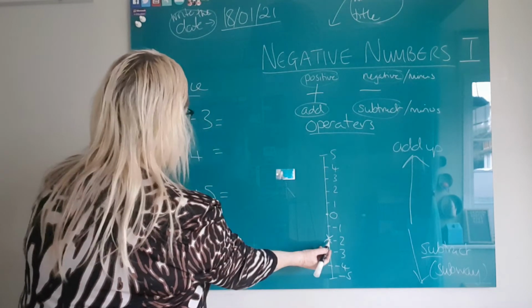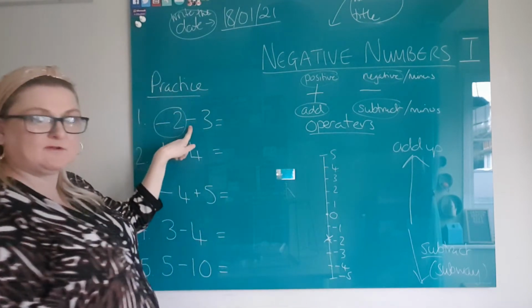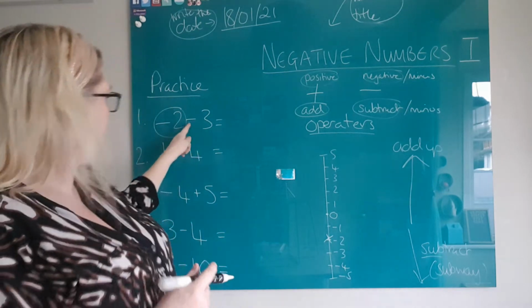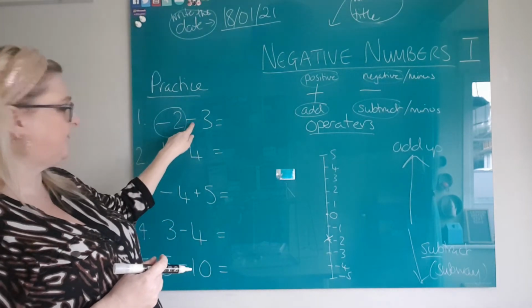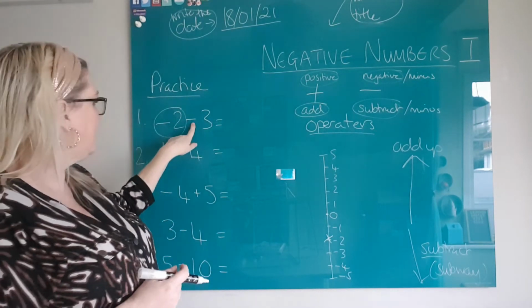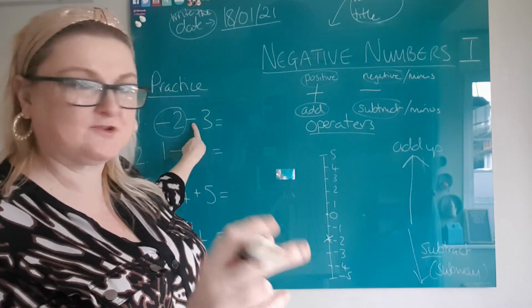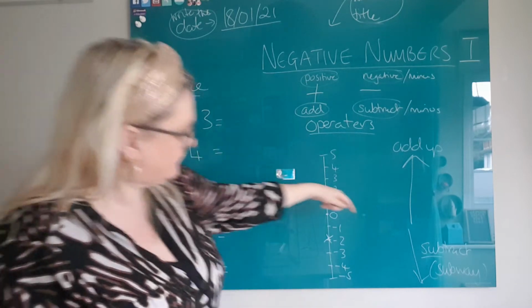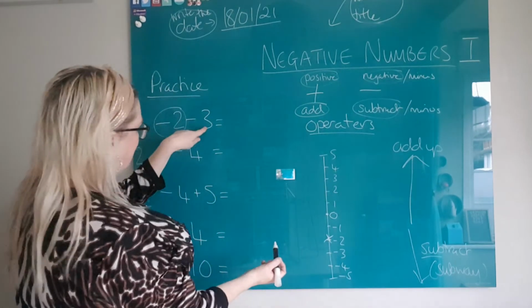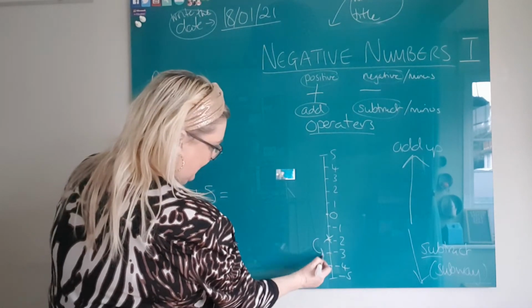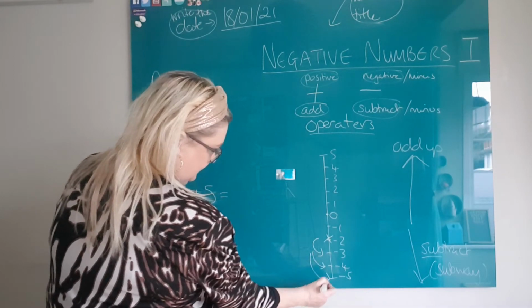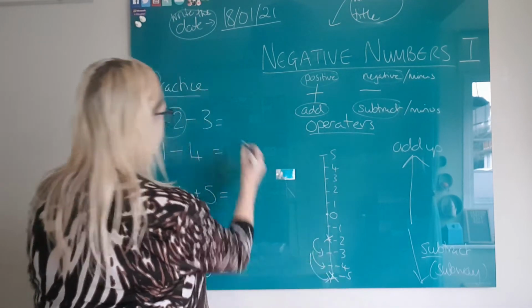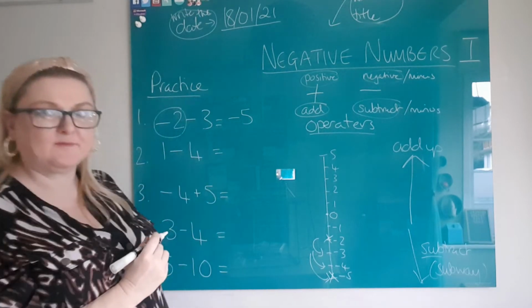So -2, you start here, and we're now doing the operator, okay? And it's -2 the starting point, then we're doing the operator, all right? And we always do the operators between the two numbers. So here it's subtract, and subtract we go down, and we go down by 3. So 1, 2, 3. So the answer is -5, okay?